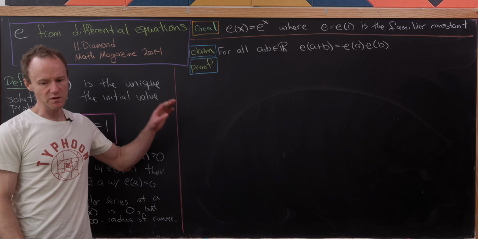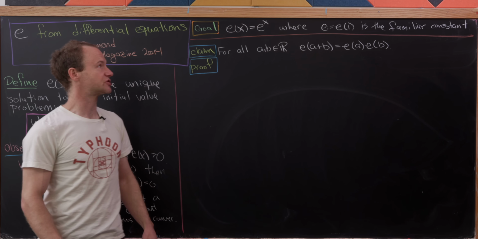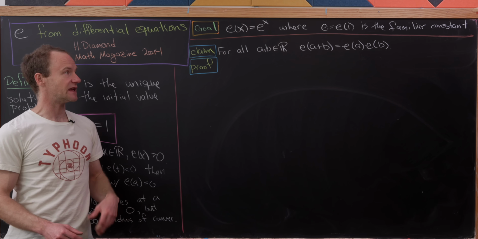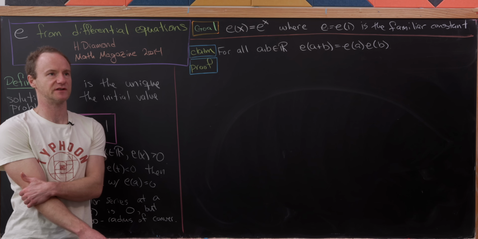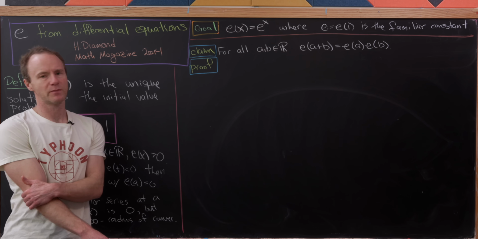So now that we've gotten that taken care of, what's our real goal here? Well, our goal is to show that E(x) is equal to e^x, where by e we mean E evaluated at 1, and we'll show that that is the familiar constant. There are a couple of ways to define this familiar constant, but we're going to look at its definition via a certain limit. But that's near the end of the video.